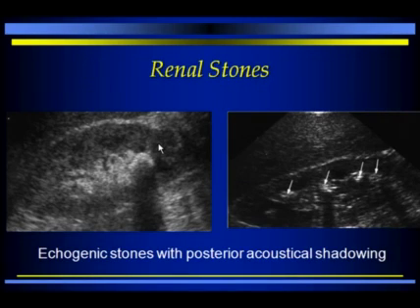Now, the most common cause for obstruction is renal stones. And stones have a very classic appearance. There is an echogenic area, very echogenic usually, with posterior acoustical shadowing. And usually stones throw a clean shadow, so it's a well-defined hypoechoic shadow in back of the stone. And here we see in the kidney, one stone shadowing nicely. Here we see multiple echogenic foci in the kidney shadowing, so multiple stones in the kidney.